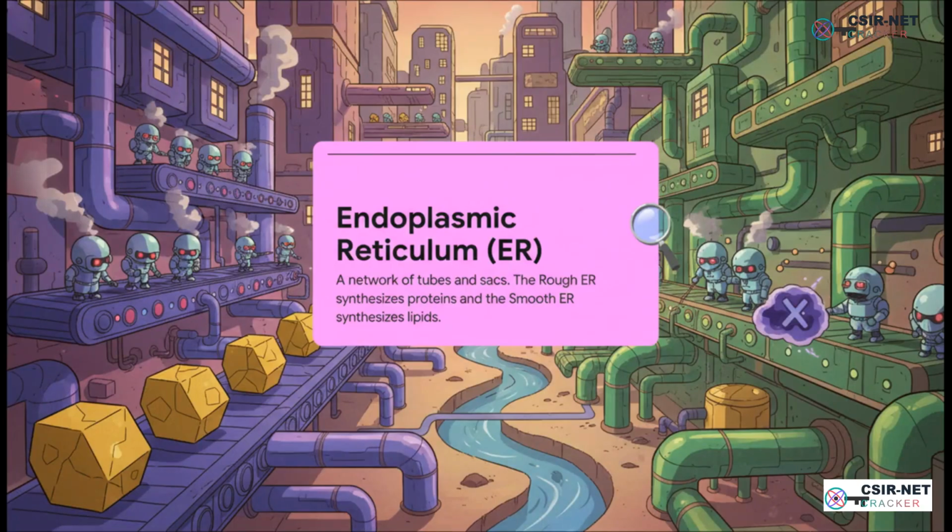Next, we've got the endoplasmic reticulum, or just ER for short. It's a massive factory complex with two main divisions. You have the rough ER, which is studded with these tiny workers called ribosomes that build proteins. And then you have the smooth ER, which specializes in making fats, or lipids, and detoxifying harmful substances.